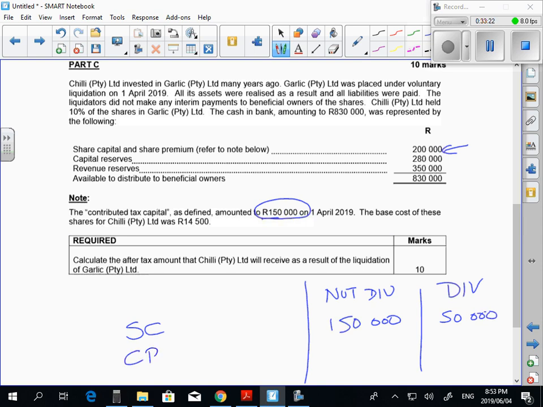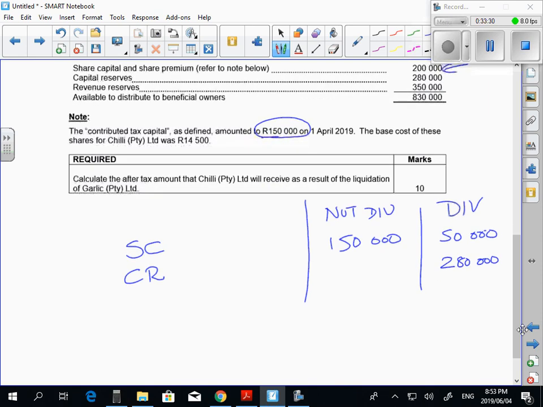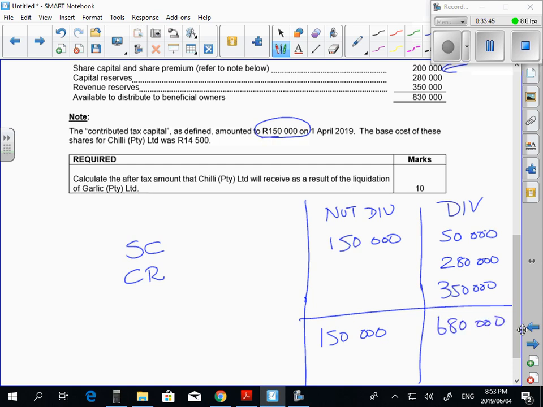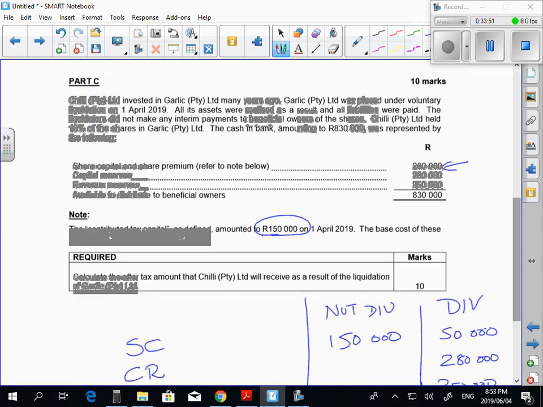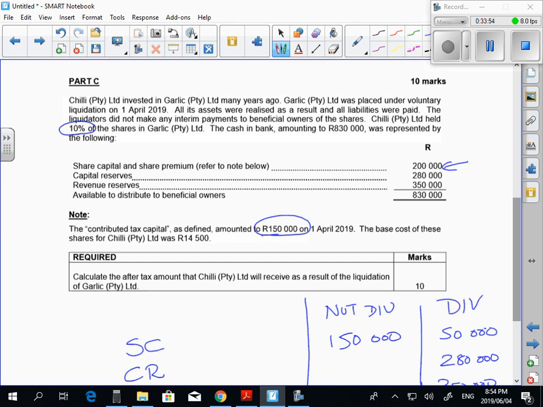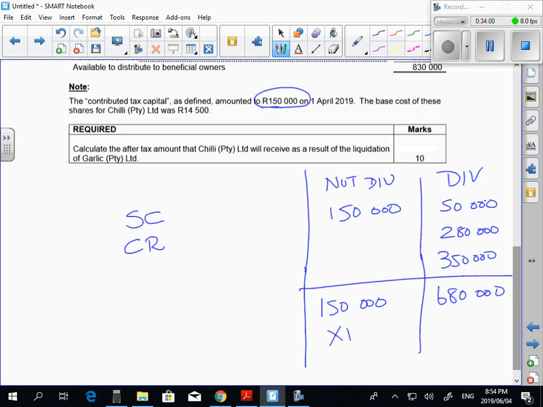And guys, capital reserves, where's that going to go? Dividend column. And the revenue reserves, where's it going to go? Also into dividends. And you're going to add up everything, and you're going to get 150,000 here. And this one is 350, 630, 680,000. Guys, comfortable with that? And in the question, guys, what does it say? It says that you owned what percent of the shares? 10%. So you're going to go times 10% is 15.